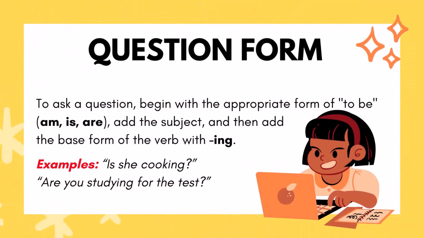Question form. To ask a question, begin with the appropriate form of to be, am, is, are, add the subject, and then add the base form of the verb with ing. Examples: is she cooking? Are you studying for the test?